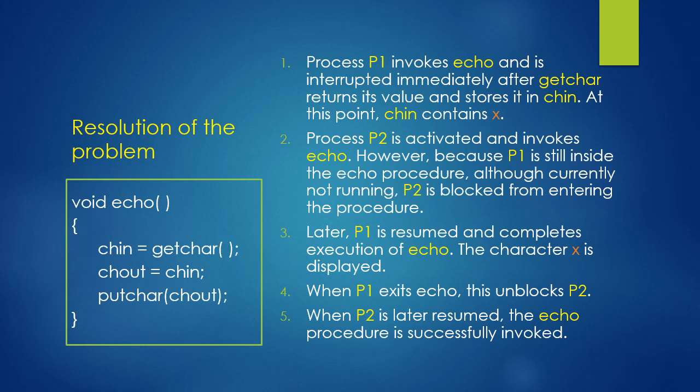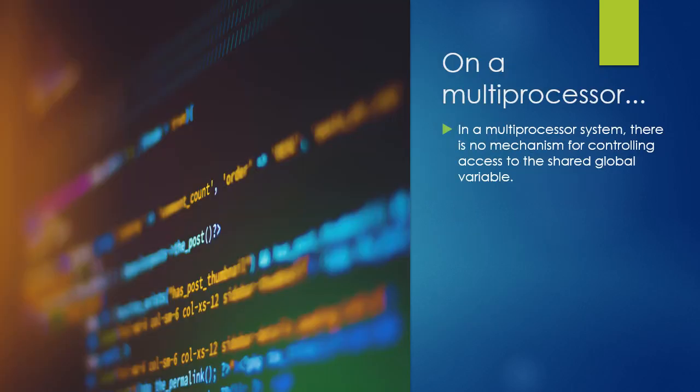Please remember that when I started this example, I said that the system was a uniprocessor system. So problems due to concurrency do happen in uniprocessor systems. Obviously, they would be present in multiprocessor systems too. In a multiprocessor system, suppose that there is no mechanism for controlling access to the shared global variable.